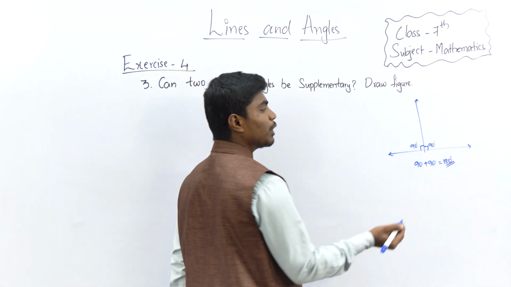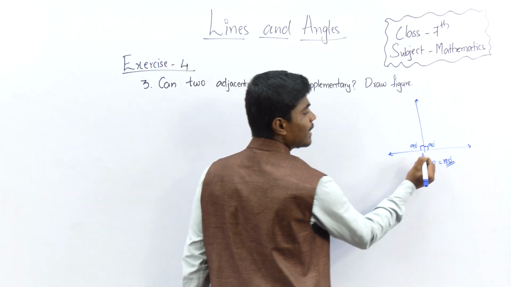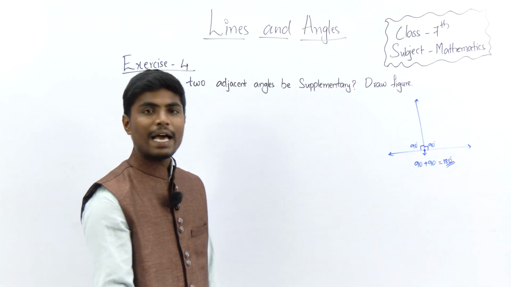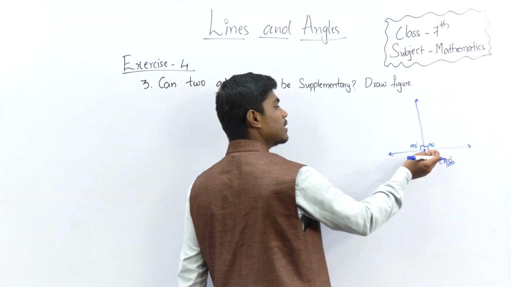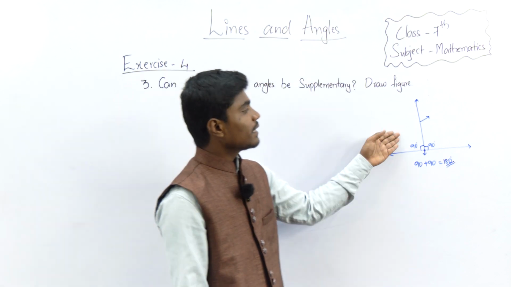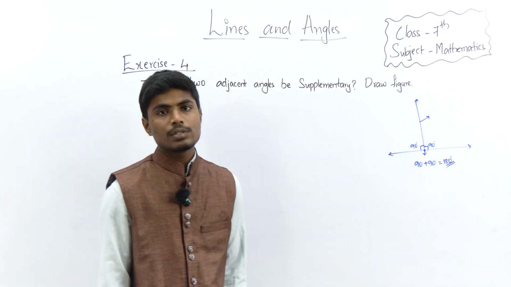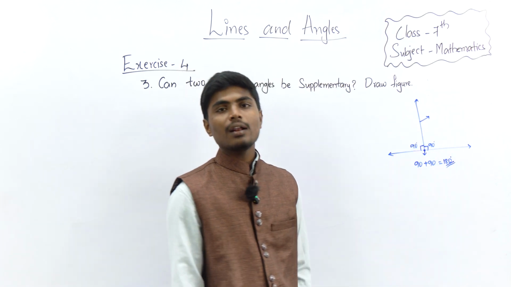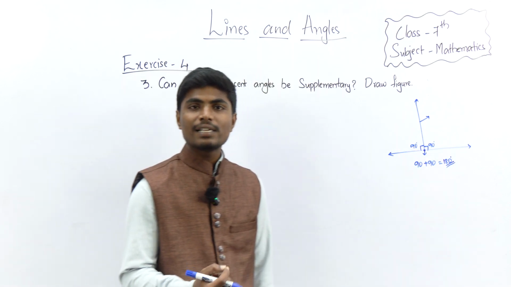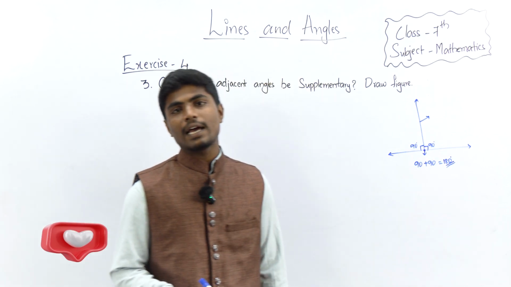And if you observe, these two angles have one common vertex. At this point, this is the common vertex, and they have a common arm also. This is the common arm. So these two angles have a common vertex and a common arm, so these two angles are adjacent angles. These two angles are adjacent angles, and they are supplementary angles also.